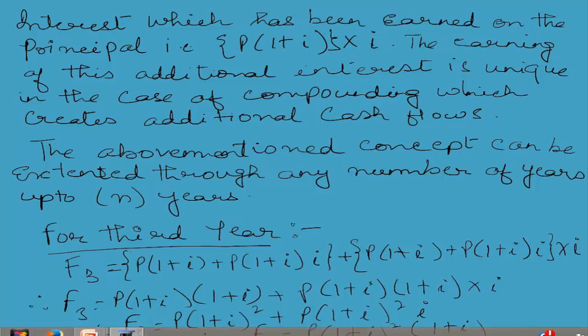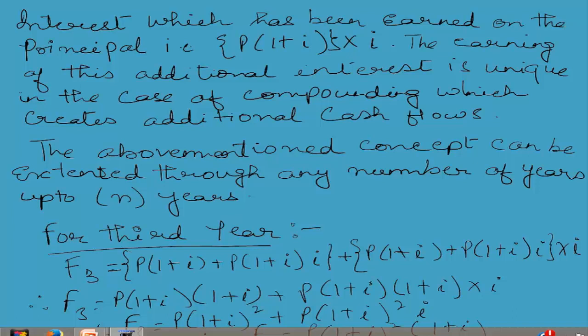So students, for the third year, we are seeing that the beginning amount was P(1+I) plus P(1+I) into I, which was the principal from the end of the second year, and to this new principal we are applying the I% rate of compounded interest for the beginning of the third year. That is, for the entire stretch of the third year, the amount shall increase by P(1+I) plus P(1+I) multiplied by I, plus again interest on principal, that is P(1+I) plus P(1+I) into I multiplied by I. I hope this is very clear. I'm just repeating myself once again.